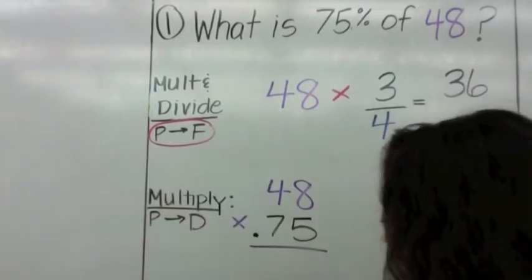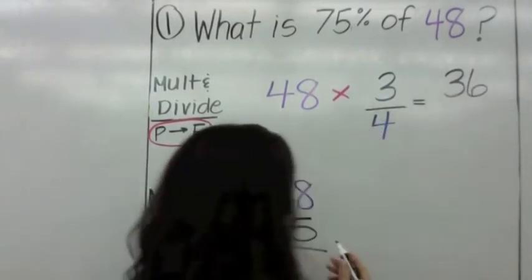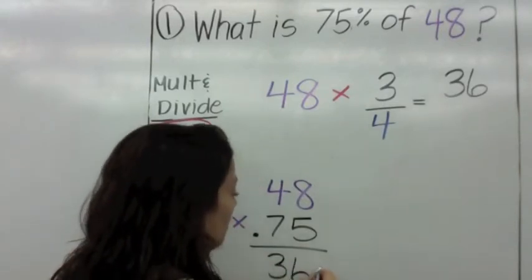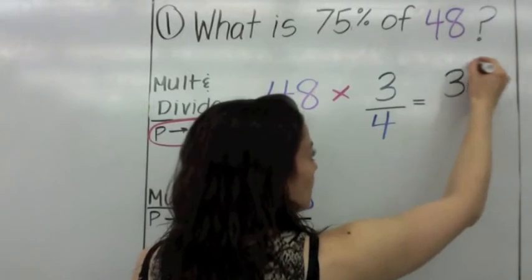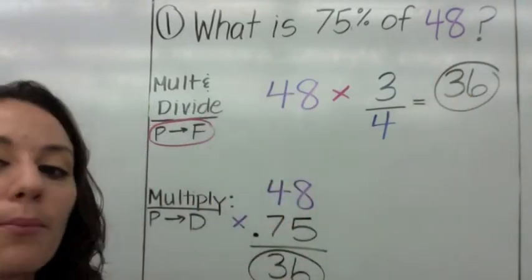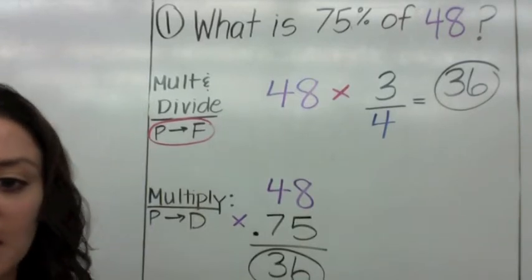So that's how you're going to check yourself before you wreck yourself. Okay? It should be 36. So this number and this number have to match to make sure that you use the calculator precisely and correctly. Go ahead and get that down.